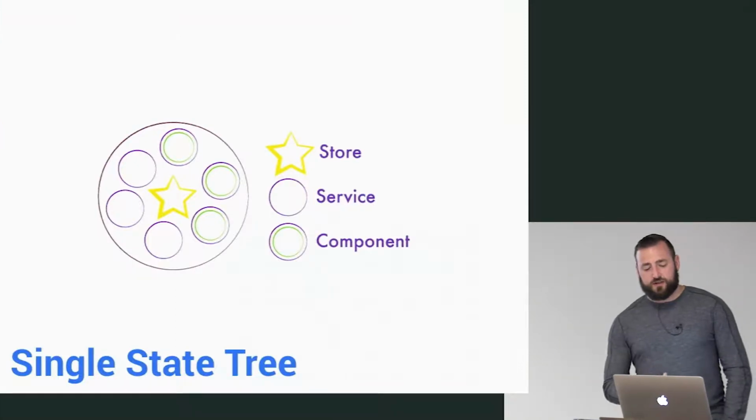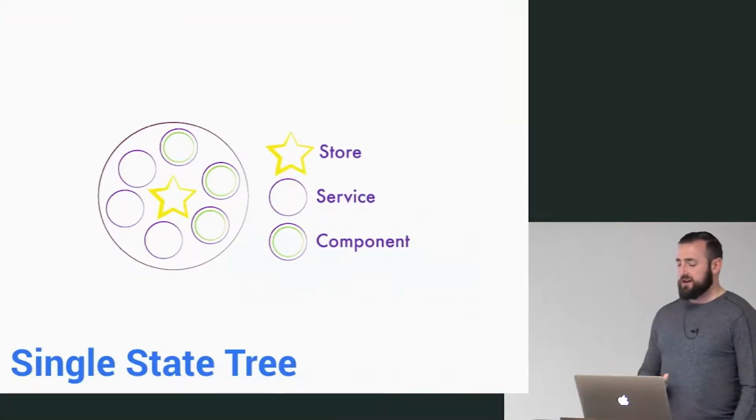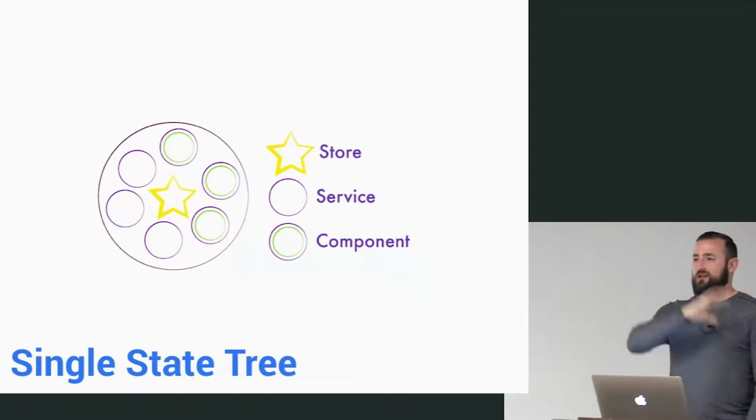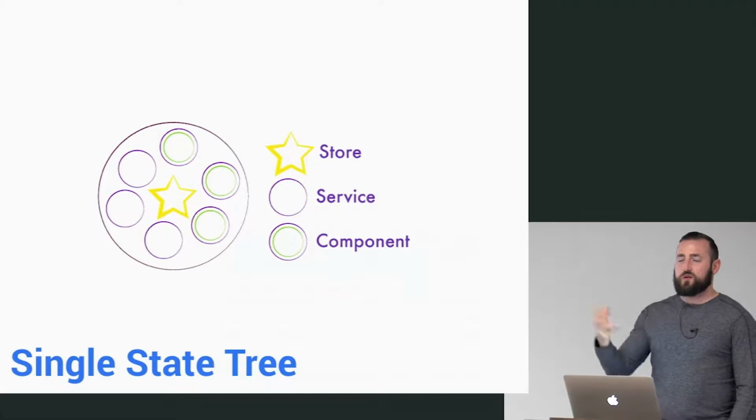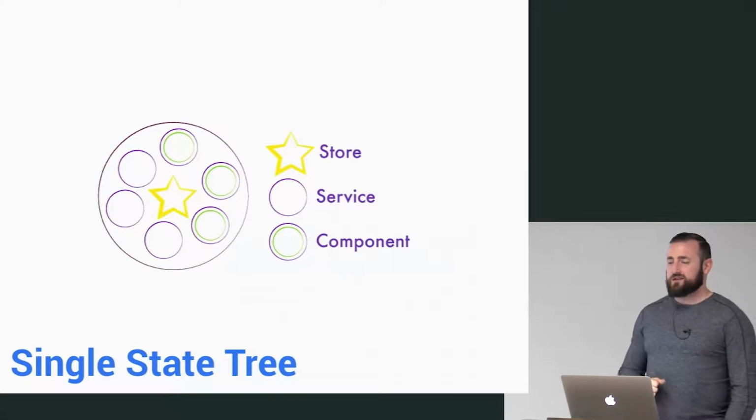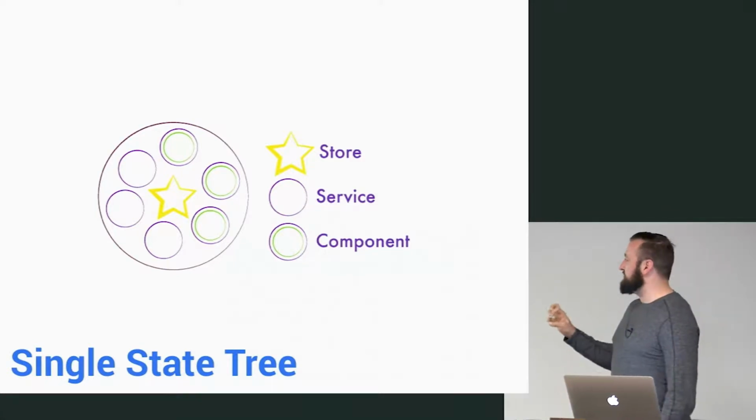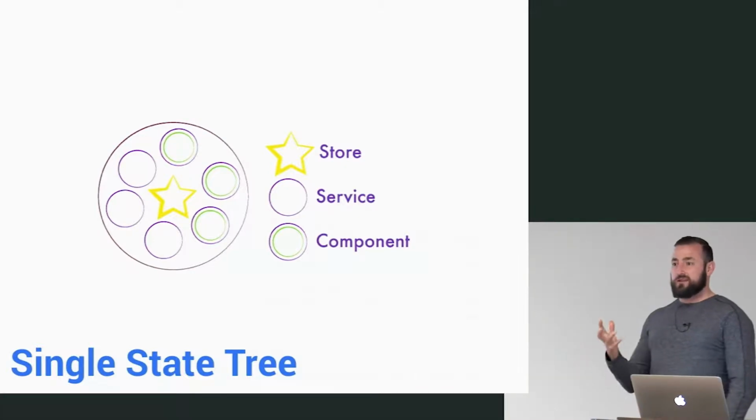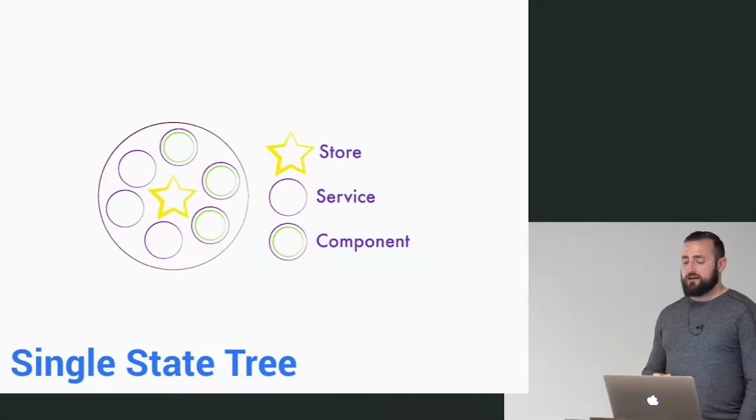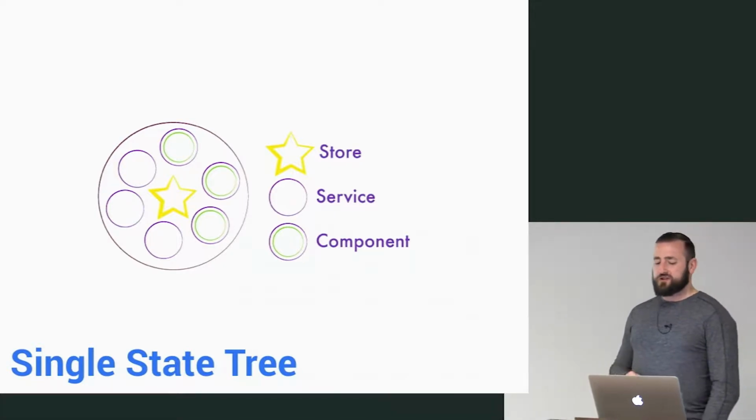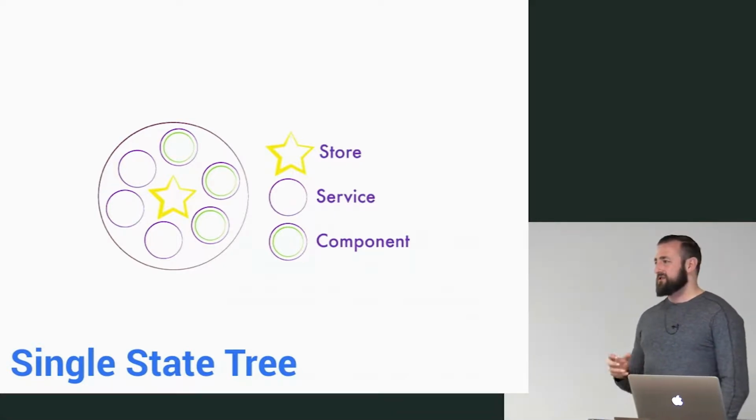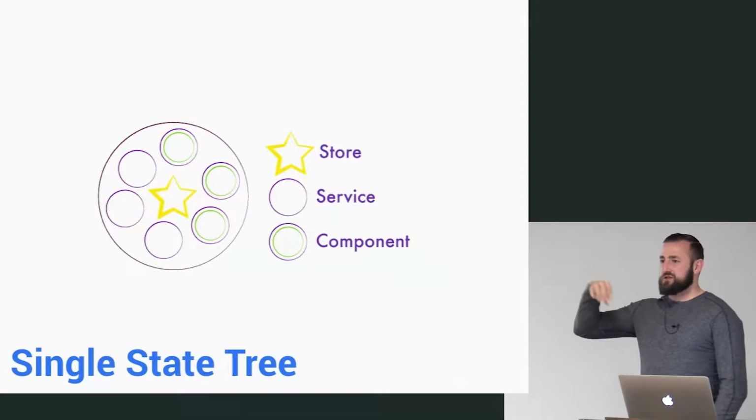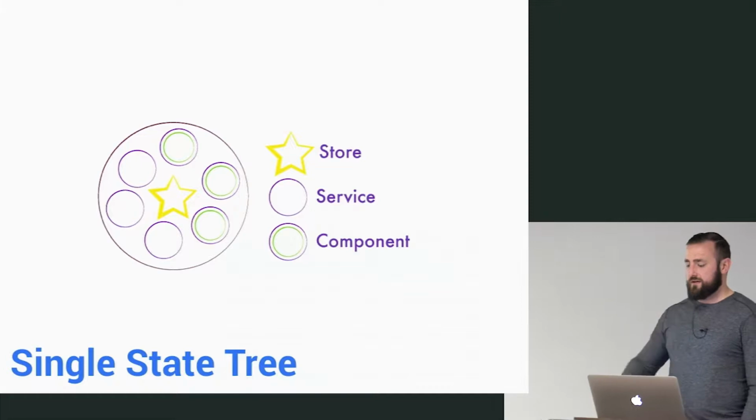So single state tree, as it pertains to Angular, means we have our store, that's the center of the universe, and everything else just revolves around that. I really wrestled with how to visualize this, because everybody's like, wouldn't it make sense to just have a tree? We're talking about a single state tree. And I think yes, but imagine that you're looking at a Christmas tree from the top. At the center of this, you have all these things around here.